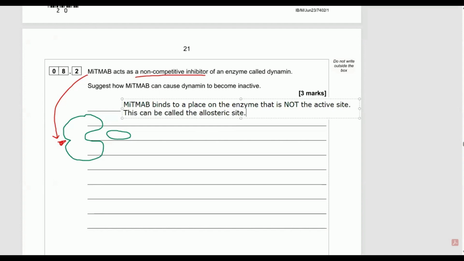You don't need to know that key word in AQA, but they will give you the mark in the mark scheme for calling it the allosteric site. It saves you having to say that the inhibitor binds to a different part of the enzyme other than the active site.